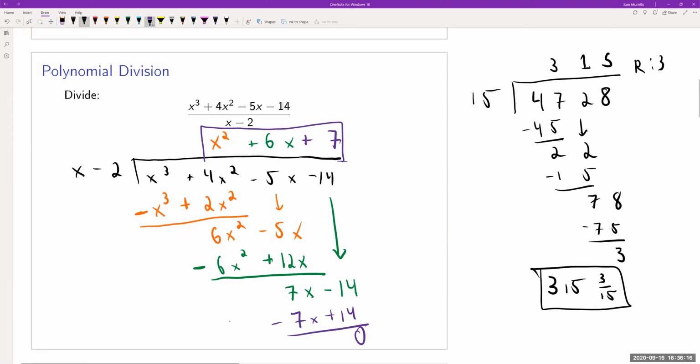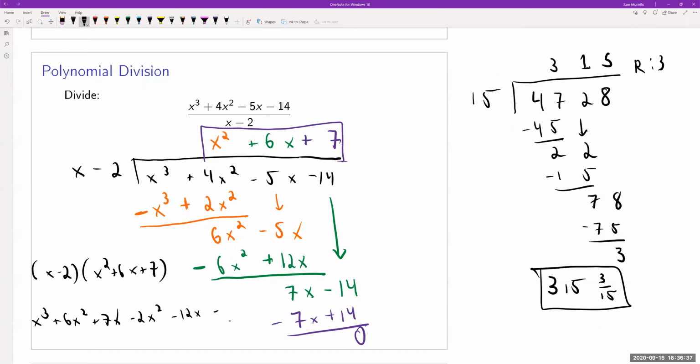If I wanted to double check that my work was correct, I could multiply it out. X minus 2 multiplied by x squared plus 6x plus 7. So that means I'll have x cubed plus 6x squared plus 7x minus 2x squared minus 12x minus 14. And then combining like terms, x cubed plus 4x squared minus 5x minus 14. And it matches. So we've done everything correctly.